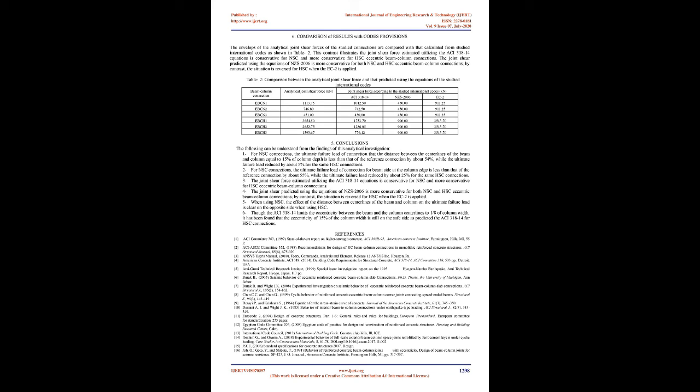6. Comparison of results with codes provisions. The envelopes of the analytical joint shear forces of the studied connections are compared with those calculated from the studied international codes, as shown in Table 2. This comparison illustrates that the joint shear force estimated using the ACI 318-14 equations is conservative for NSC and more conservative for HSC eccentric beam column connections. The joint shear predicted using the equations of ANSYS 2006 is more conservative for both NSC and HSC eccentric beam column connections. By contrast, the situation is reversed for HSC when the EC2 is applied.